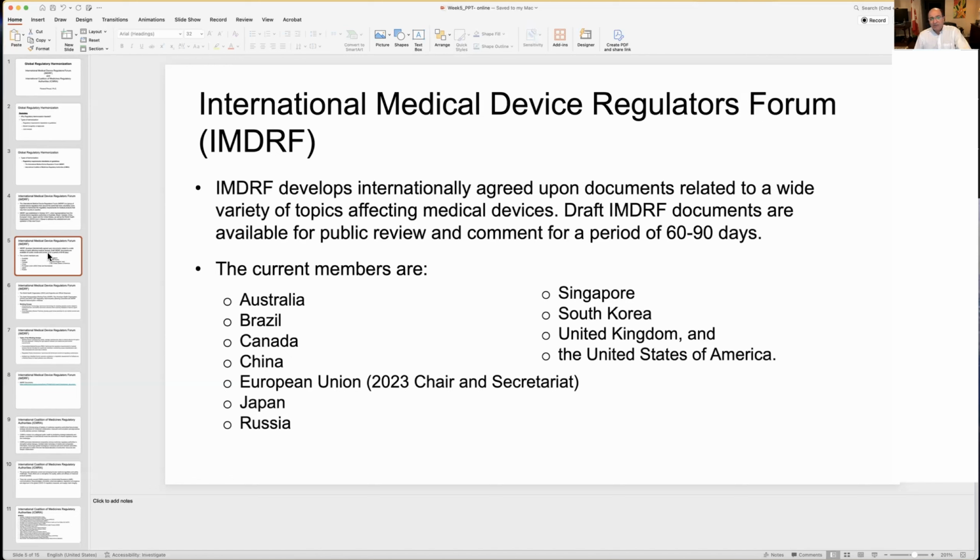Now, the members of the International Medical Device Regulators Forum are the following: Australia, Brazil, Canada, China, European Union, Japan, Russia, Singapore, South Korea, United Kingdom, and the USA. So what they do exactly, again, is that all of these countries have this forum where, as I already mentioned, the first time it was in Ottawa, and they're looking into, again, different topics affecting the medical devices.